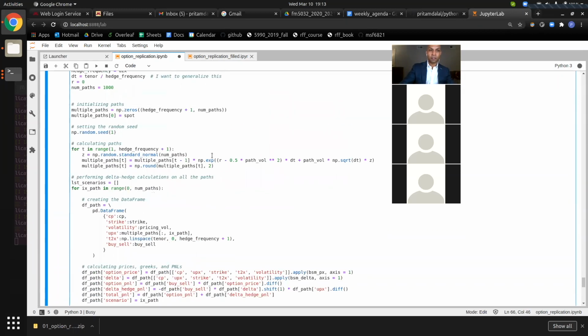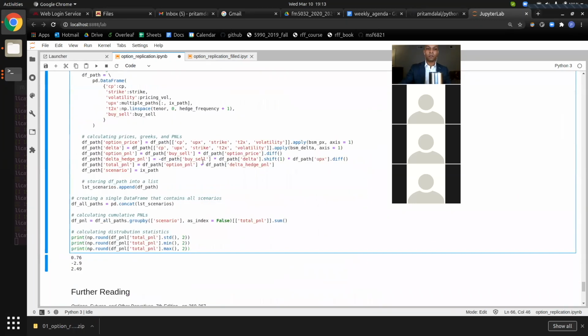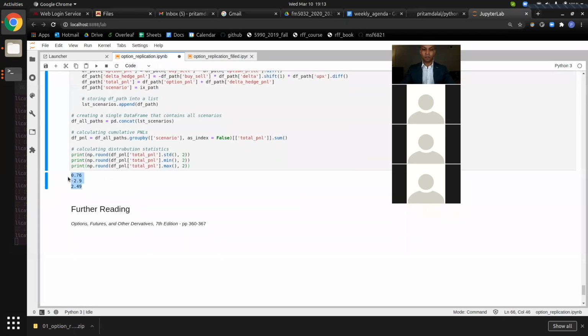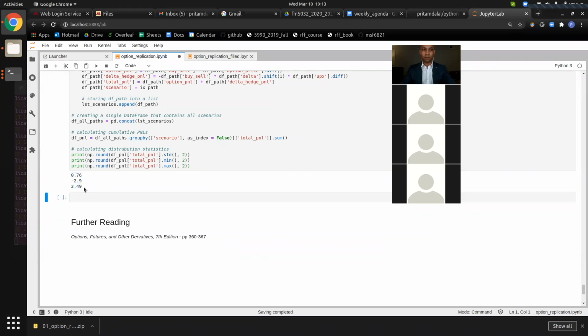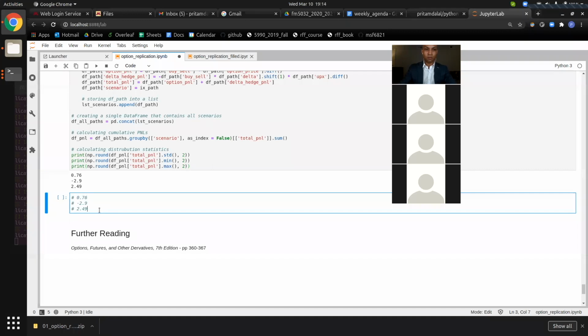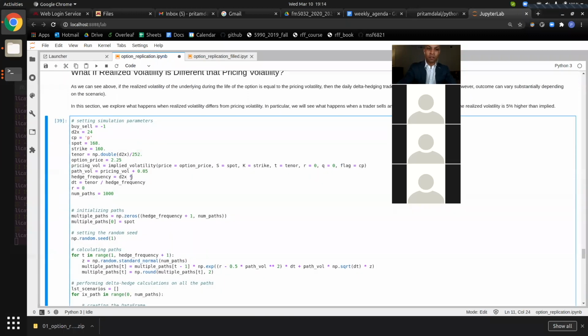Okay, so recall here, let's just run it for daily. As we saw from above, a standard deviation of 0.76, and it ranged from losing 290 to gaining 250. So that's for daily delta hedging. And then if we go every half day, we would hedge twice as frequently.